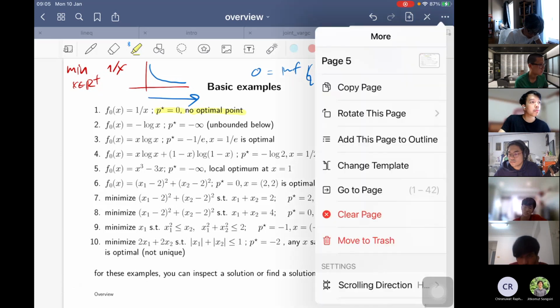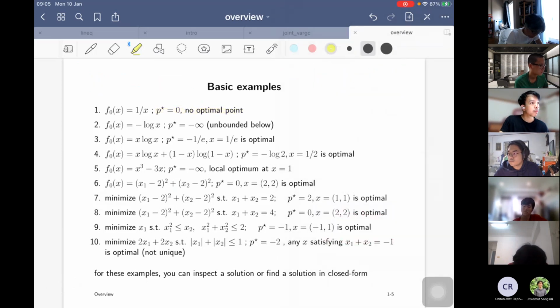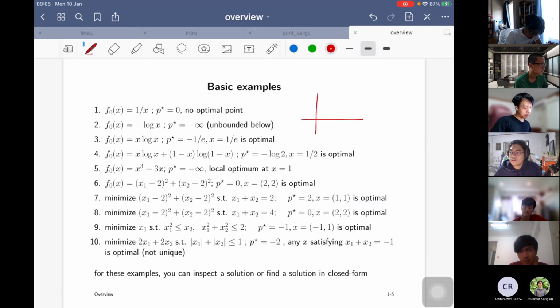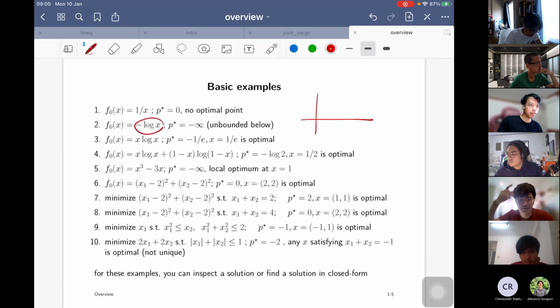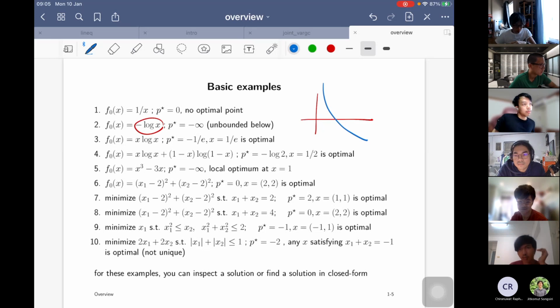Next, the second one, negative log x. How does it look like? This is log x, right? Yes. And so the negative log x would be the other way around, flipped around the x axis, right?